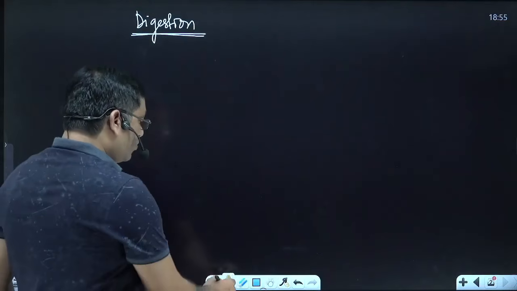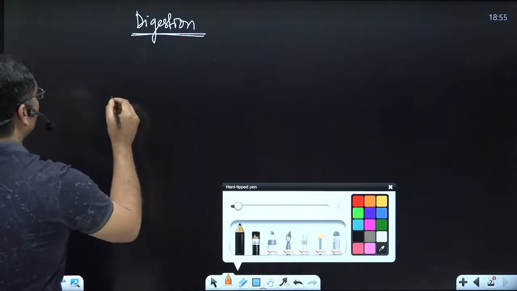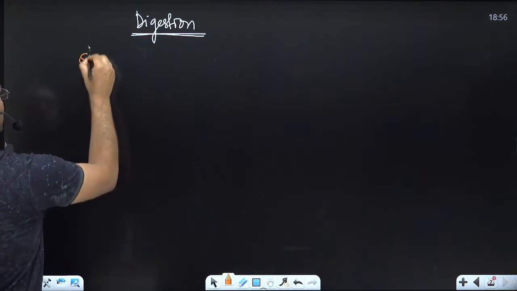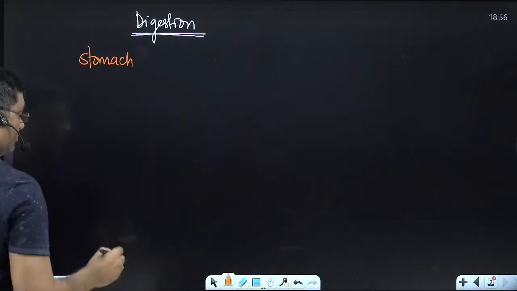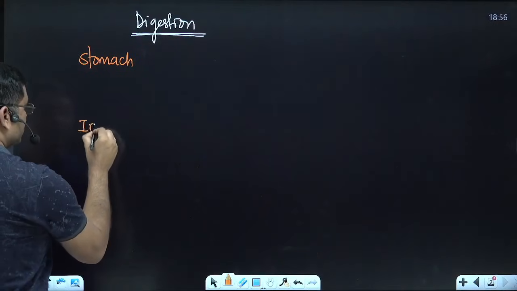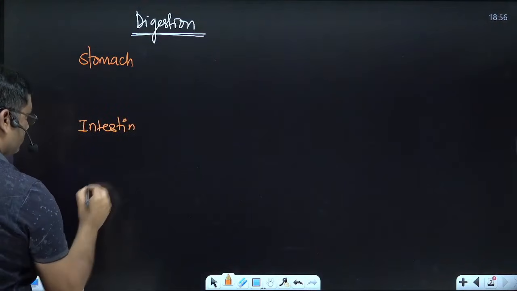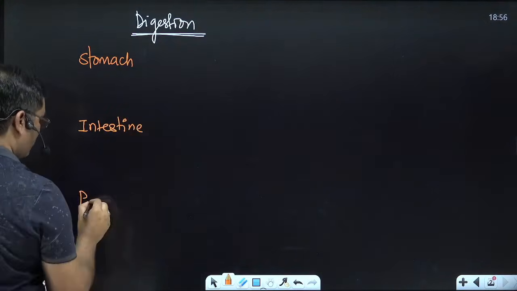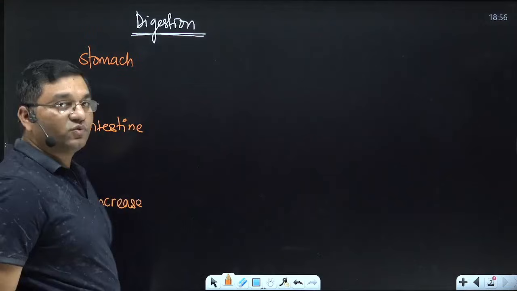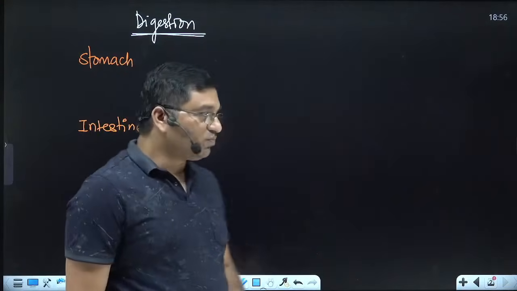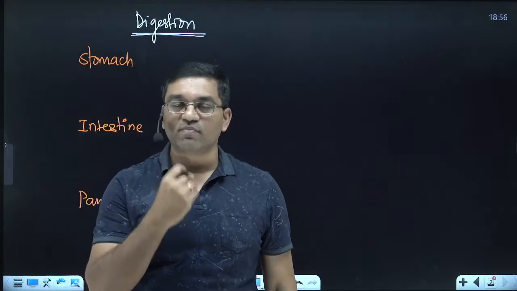Three important organs play an important role: the stomach, the intestine and the pancreas. These are the important organs which take part in the digestion of proteins. There is negligible or no digestion of protein in the mouth.